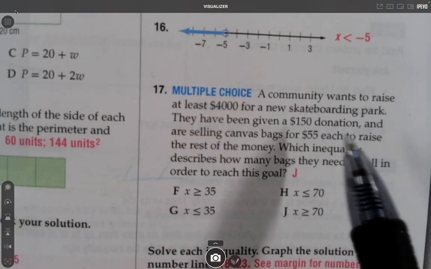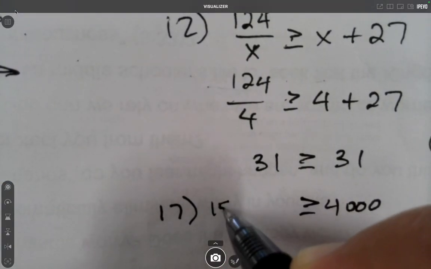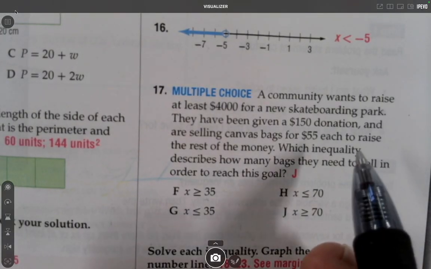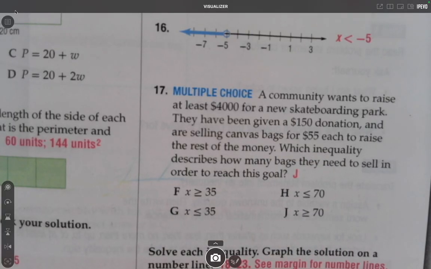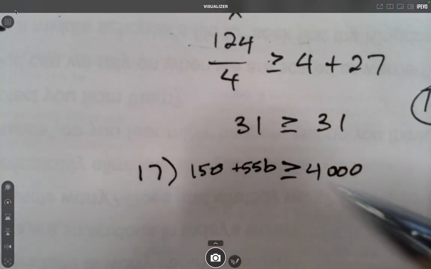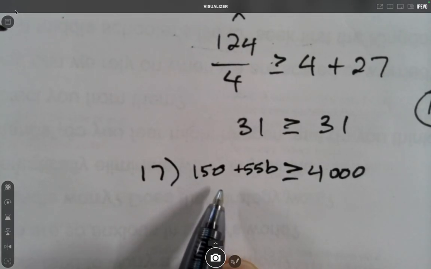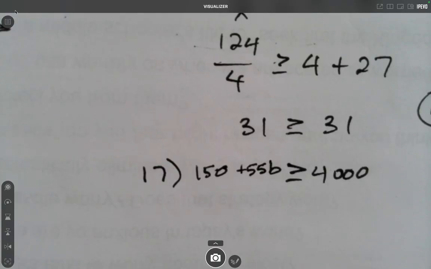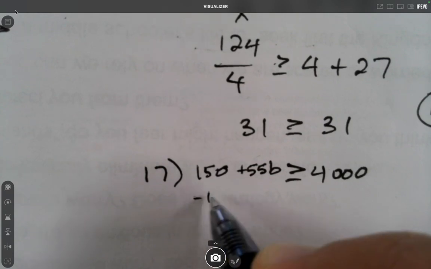They've been given a $150 donation, so that's just a flat rate. So they've already got $150 of it ready to go. It's been donated. And they're selling canvas bags for $55 each to raise the rest of the money. So they'll also get $55 per bag. So 150, one flat donation. Flat just meaning it's not repeating, it's a one time. And $55 per canvas bag. So we can solve this. We want to get the 55B by itself because it's the term with the variable. So you subtract 150.